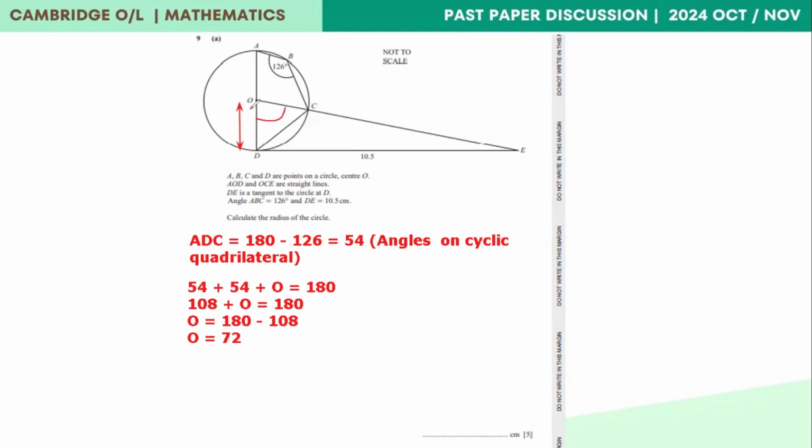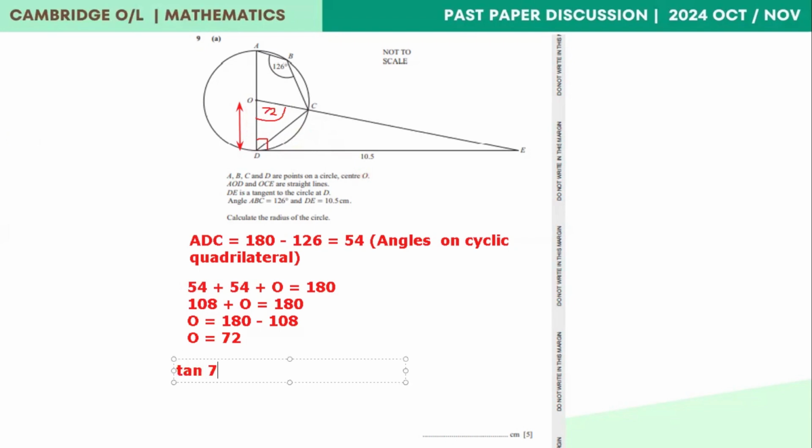This angle is going to be equal to 72. And we know that ODE is a right angle triangle. So now we can use trigonometry. So this is the opposite because it's the length in front of the angle. And we are finding OD, that is the adjacent. So opposite over adjacent is equal to tan theta.